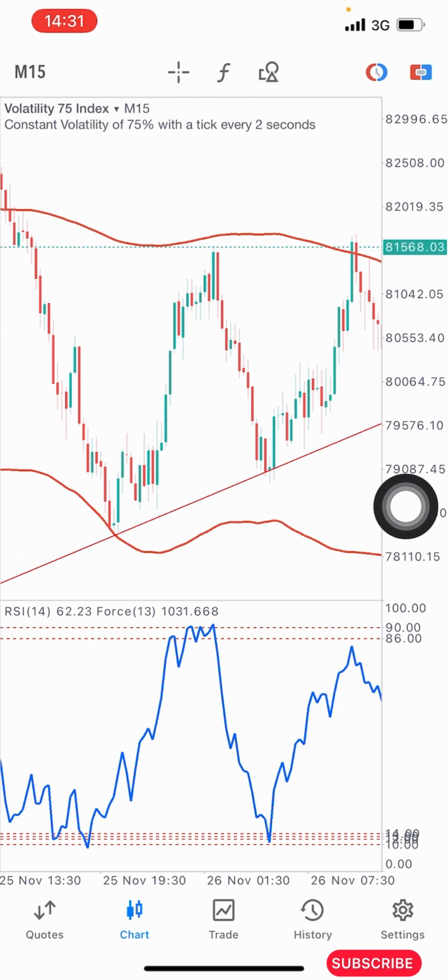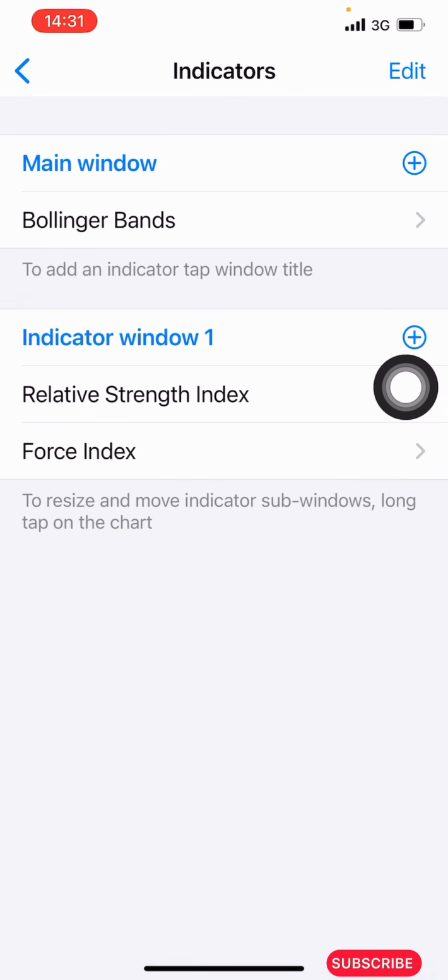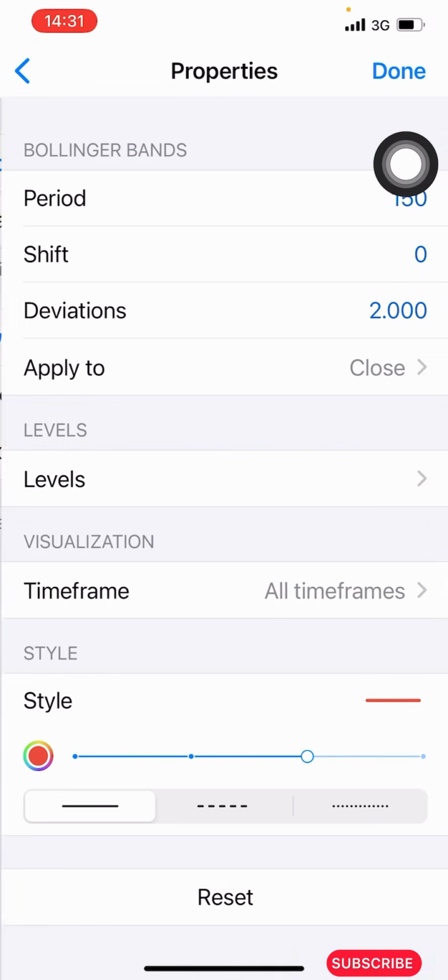So without wasting much of our time, I'm going to quickly share with you guys the indicator setup, and then I'll be explaining how you can use the strategy to trade profitably. So the first thing we have to do here is to click on this F icon. After clicking on that, we are going to search for our first indicator, which is the Bollinger Band. So you click on this plus icon, and then you search for your Bollinger Band.